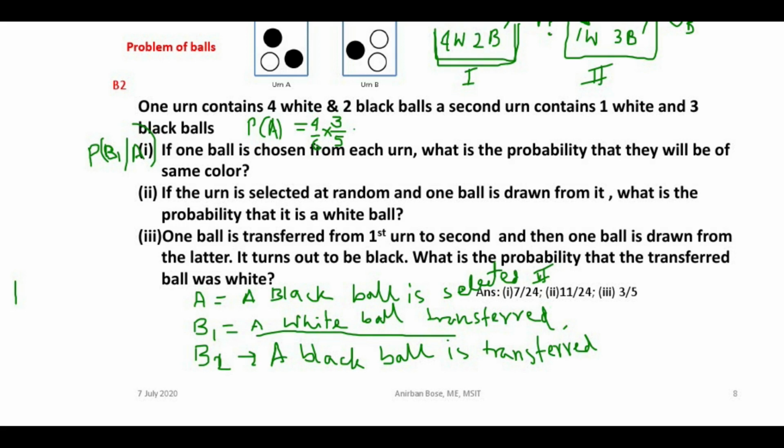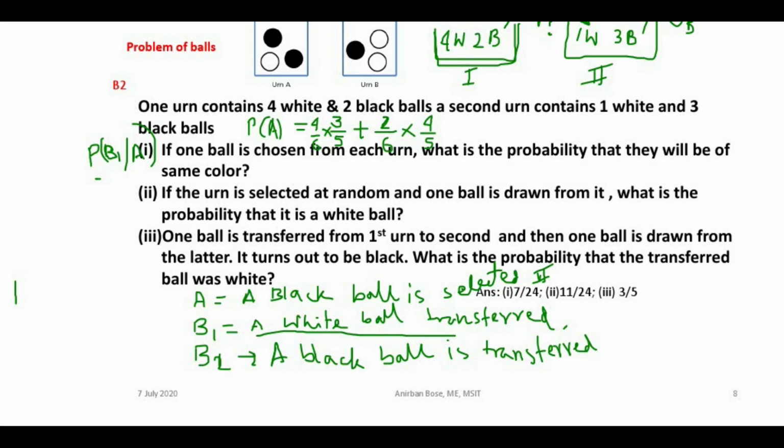What is that? If the black ball is transferred and you get the black ball. If the black ball is transferred, then what is the probability of that black ball is transferred? That is 2 divided by 6, because in urn 1 basically 2 black balls are there out of 6. And now if one ball is drawn and that is found black, then what is that probability? Because now if the black ball is transferred, total number of black balls will become 4, right? So 4, and total number of balls is now 5. So 5. So this is what is the total probability, PA.